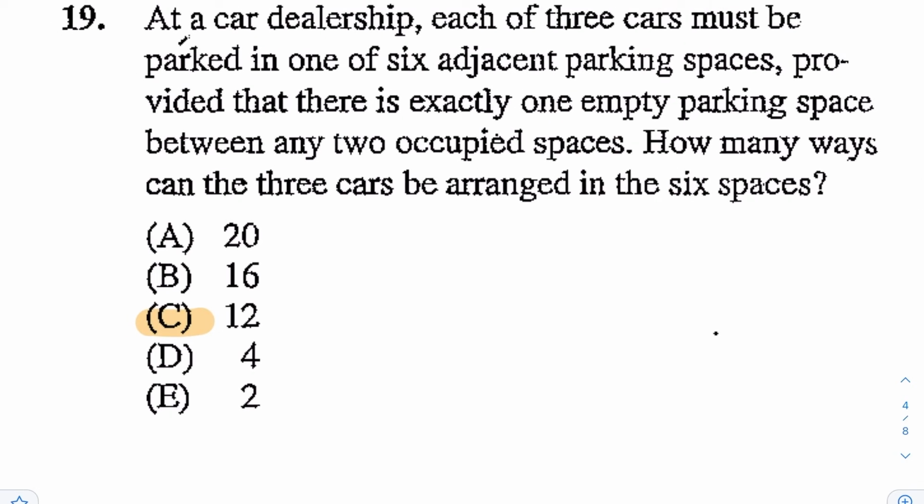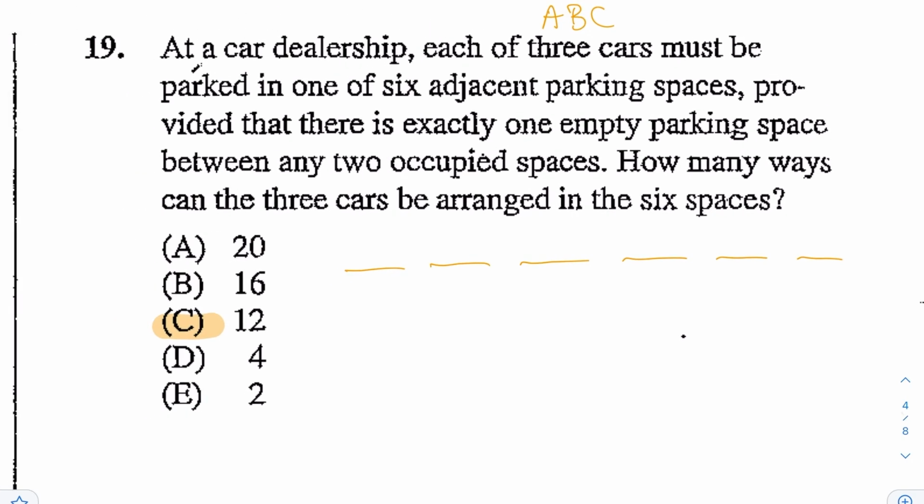All right, next for number 19, at a car dealership, each of the 3 cars must be parked in one of the 6 adjacent parking spaces, provided that there is exactly 1 empty parking space between any 2 occupied spaces. How many ways can 3 cars be arranged in these 6 spaces? So you have 3 cars, you don't know what they are, so let's call them A, B, C. And there are 6 spots. And now there needs to be 1 spot that's empty in between. So if you start here, you want to skip those spots.